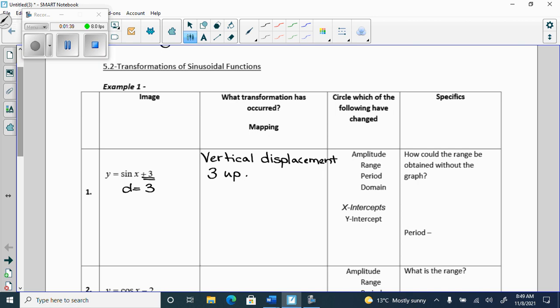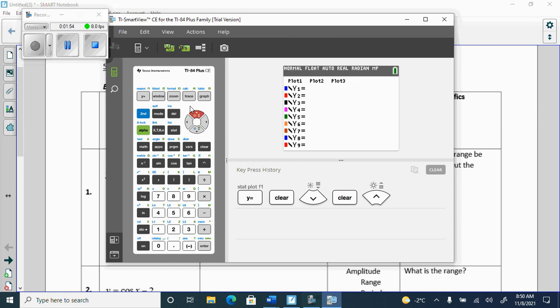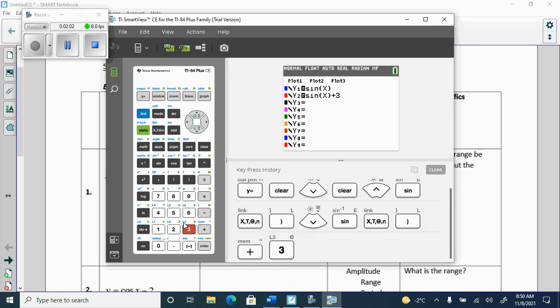Now, what I need you to do is in your calculator type in sine x in y1 and sine x plus 3 in y2. Make sure you close the bracket on the x in y2. So we have sine x, and then we have sine x plus 3. Now, if we put it in the bracket, it's going to move it 3 to the left. Is that what we want it to do? No, because there's no bracket in the equation, so we have to close it.